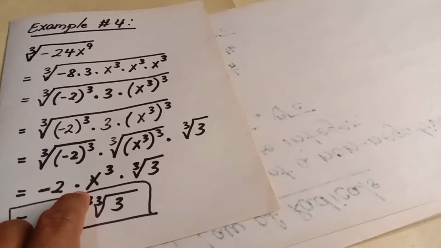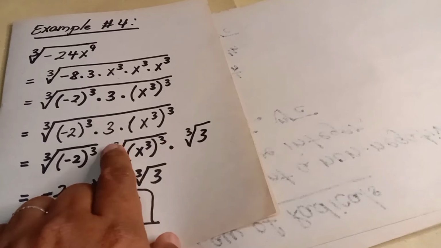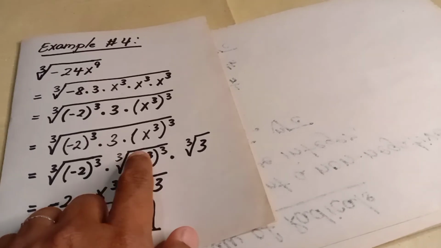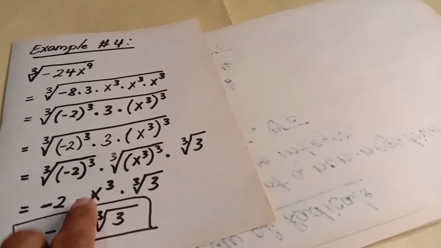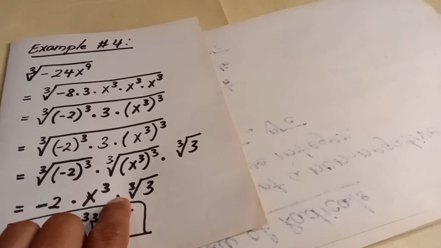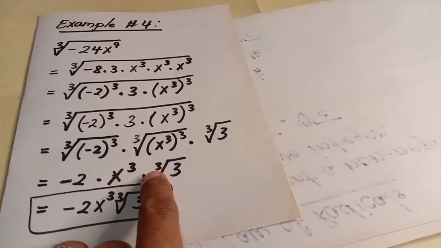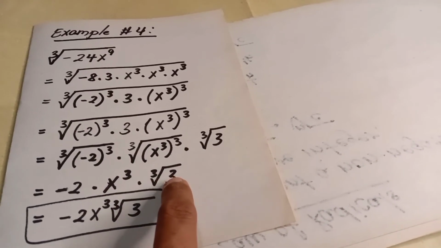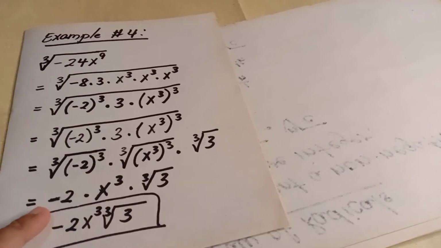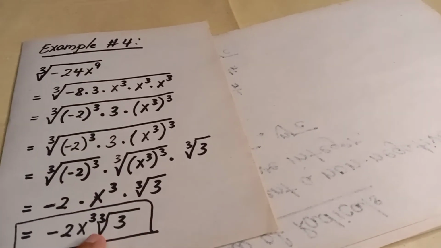Okay, times, again, as you can see guys, the same index and the same radical exponent, which is 3. So you can simply cancel the radical symbols. So the remaining is x to the power 3 or x cubed. Okay, times, just simply copy the right portion, cube root of 3. So, the final answer for this example is negative 2 times x cubed times cube root of 3.